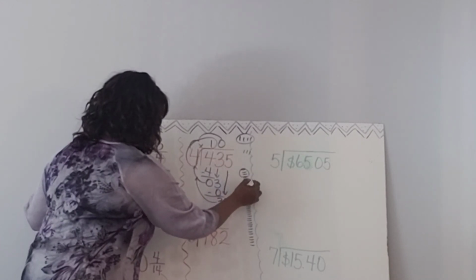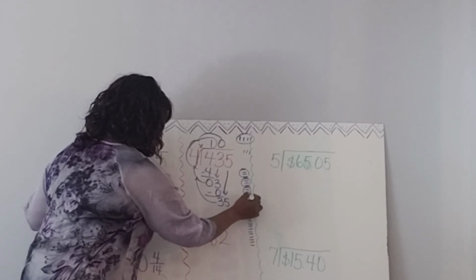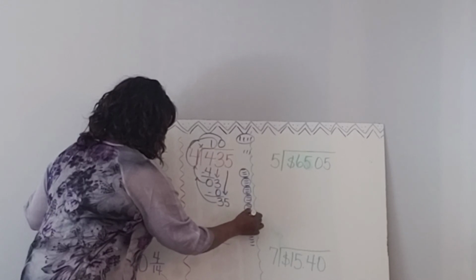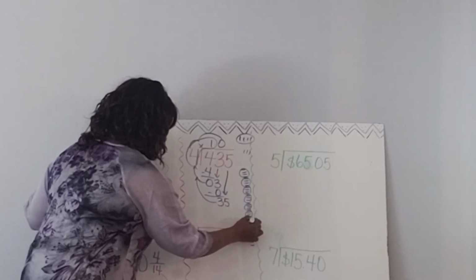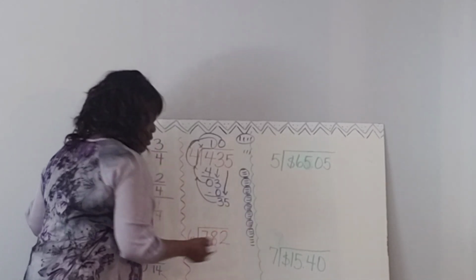1, 2, 3, 4, circle. 1, 2, 3, 4, circle. Continuing the same way, group after group, until: 1, 2, 3, oh, can't do it.